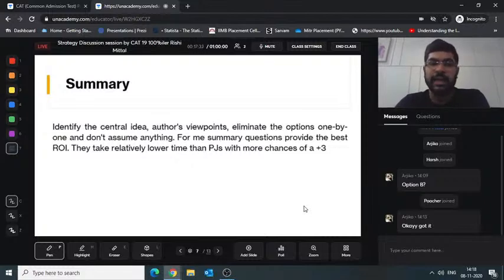In summary, identify the central idea, author's viewpoints, eliminate the options one by one, and don't assume anything. Simple, straightforward. Okay. For me personally, summary questions provide the best ROI because they take relatively lower time, and I have more chances of getting a +3, right? Because in para-jumbles and odd one out, if you just go by simple probability, it's much lower. But for summary questions, it's relatively higher.